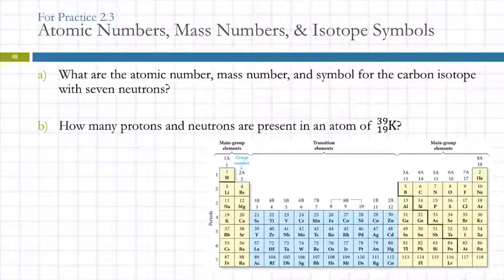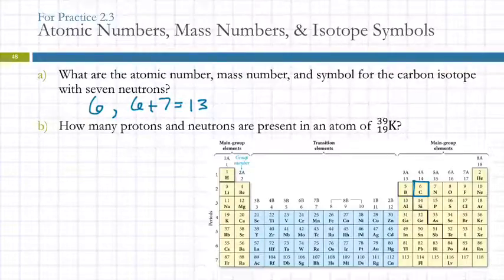Well, start at the beginning. Atomic number. How do we find the atomic number for carbon? We're going to look for carbon on the periodic table. 6. So the mass number is 6. I'm sorry, the atomic number is 6. What's the mass number? The mass number is the sum of the protons and the neutrons. Right? So we know it has 6 protons, and they're telling us that it has 7 neutrons. So the mass number is 6 plus 7, 13.